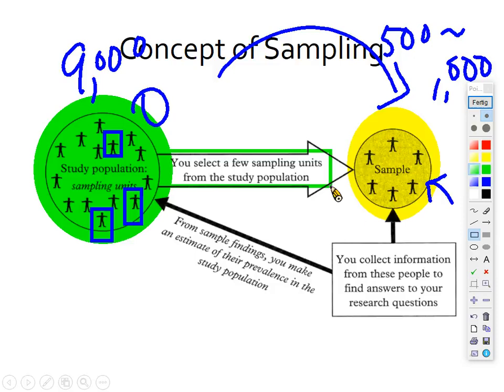The definition for a random sampling strategy is that every sampling unit in the population has an equal chance of being selected.